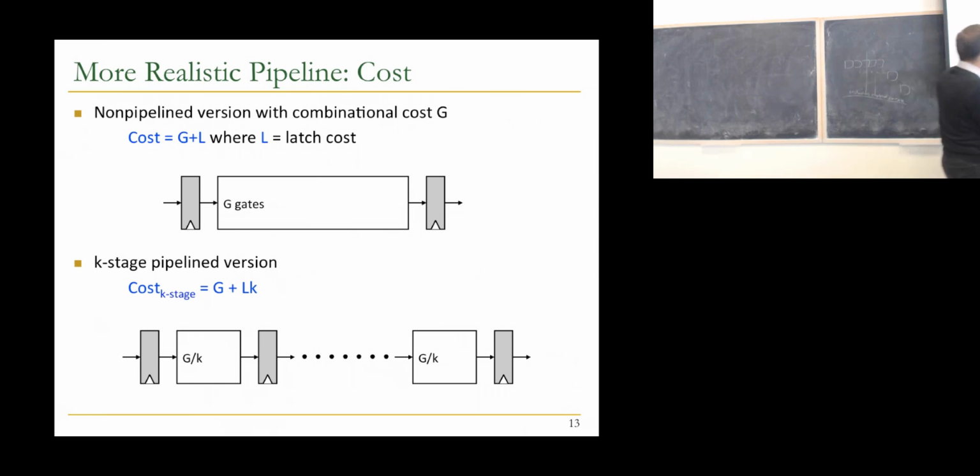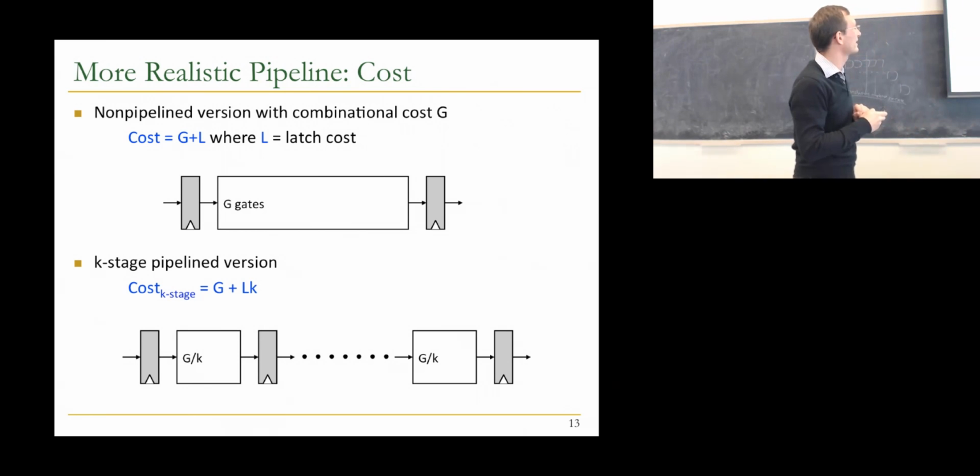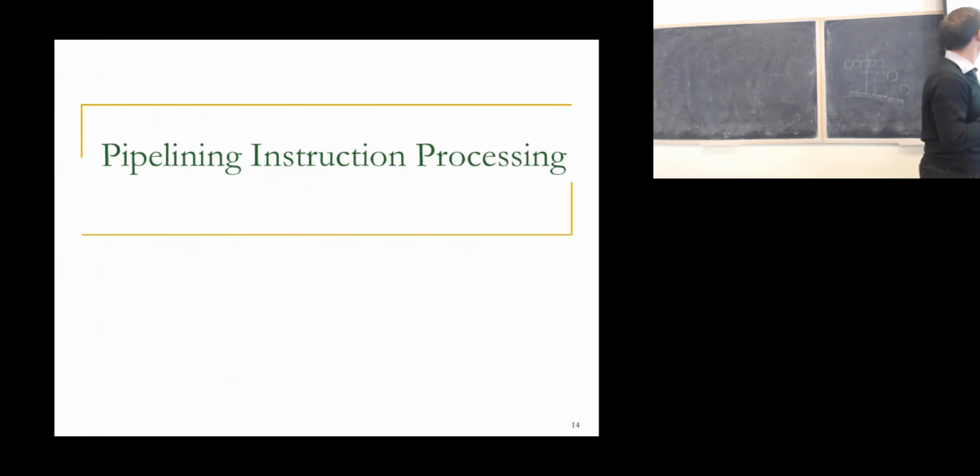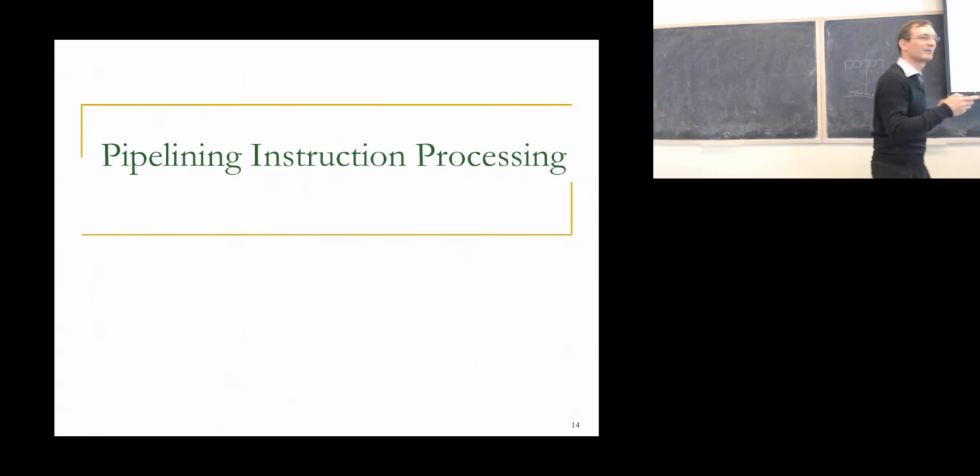Once you pipeline it, even if you can divide gates ideally this way, G divided by k for a k-stage pipeline, the entire cost is you keep the same combinational number of gates, but now your latching overhead increases. For each stage, you need to add one latch at the end. So it's L times k. That's another reason why you don't want to pipeline more and more. Okay. This is theoretical right now. Let's go into the details of it, pipelining the instruction processing. Any questions so far?